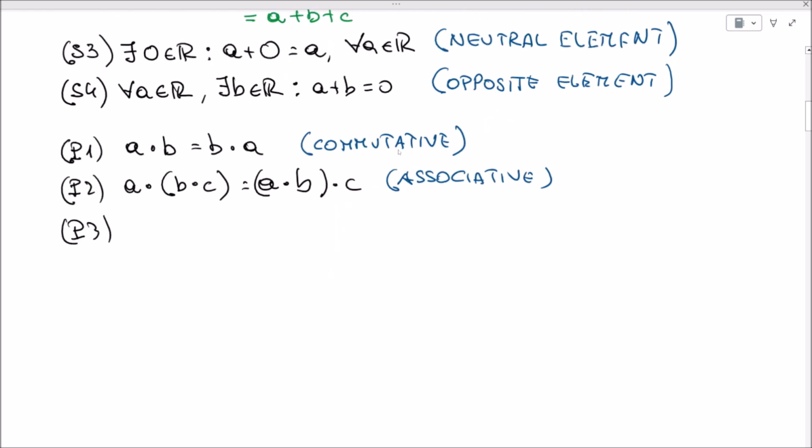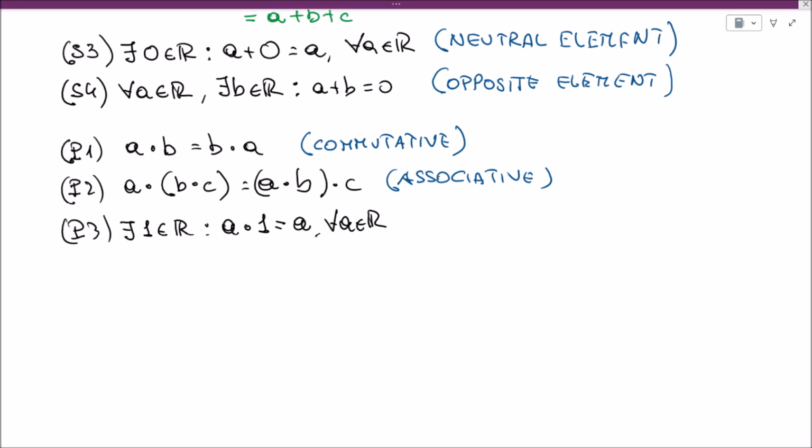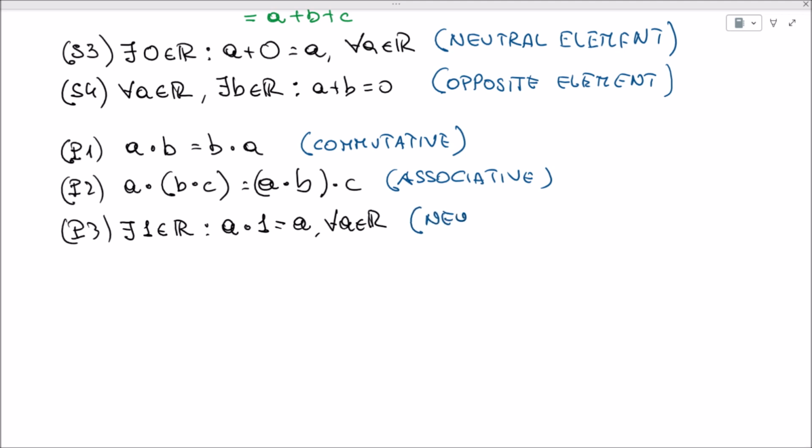Then we go to P3. The third axiom for the product is the existence of an element 1 that belongs to the real numbers such that A times 1 is equal to A. And of course this has to be true for every A belonging to the real numbers, and this is the neutral element for the product.